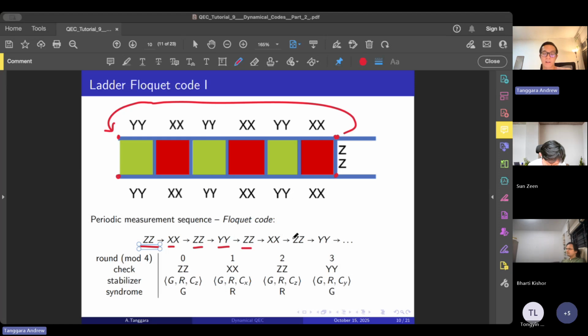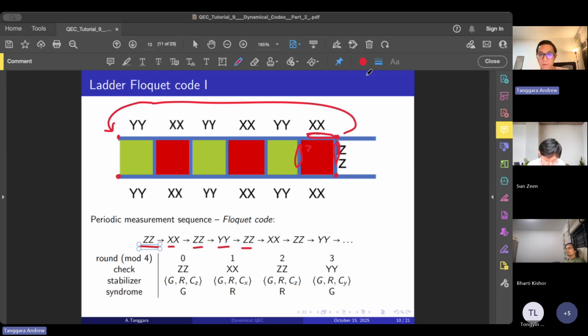So you're basically alternating X and Y measurements. And then between those, you put in the ZZ measurements. And what that does is, after I measure all this ZZ, then I measure the XX. So this check measurements are gonna anti-commute with that, and also anti-commute with that.